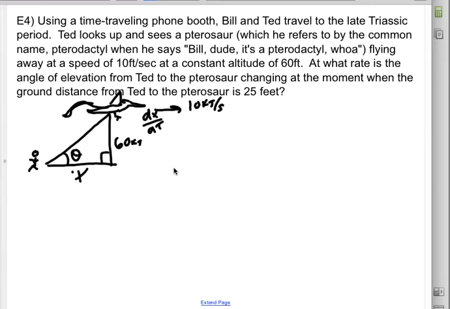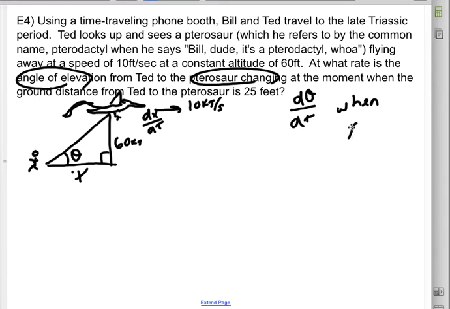So what we want is how the angle of elevation is changing at the moment when the ground distance from Ted to the pterosaur is 25 feet. So we want d theta/dt at the moment when x, the ground distance, is 25 feet, right? Not the direct distance. Okay, so let's find an equation. This is my diagram and my rates. And there's no really good way to label d theta/dt. It's the way that the angle is changing.